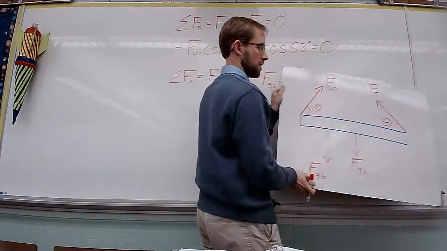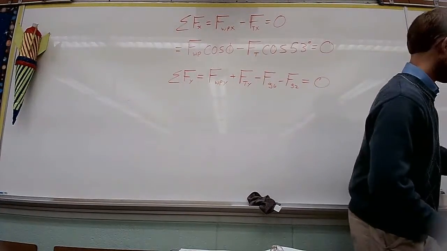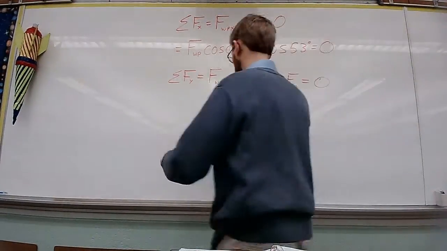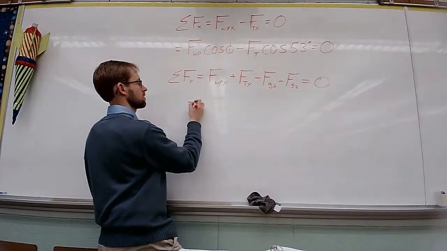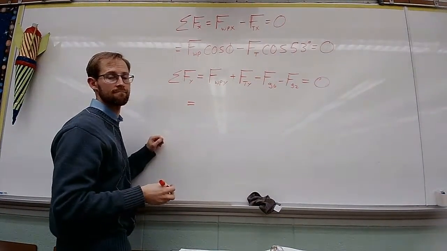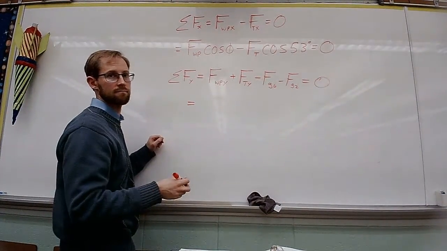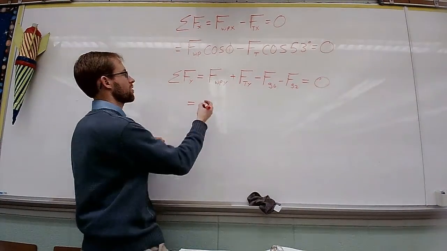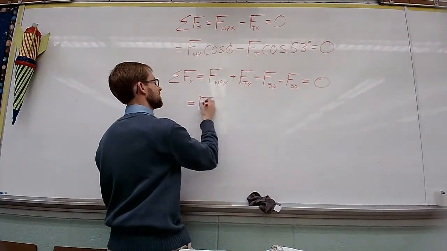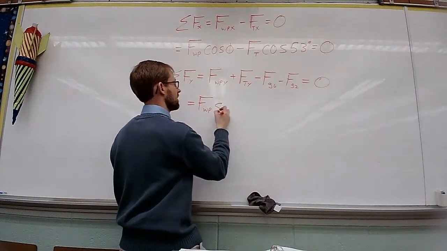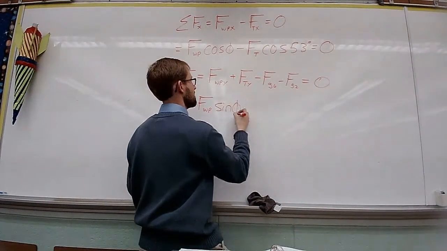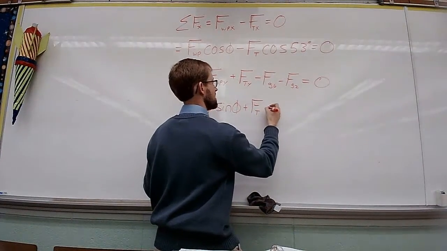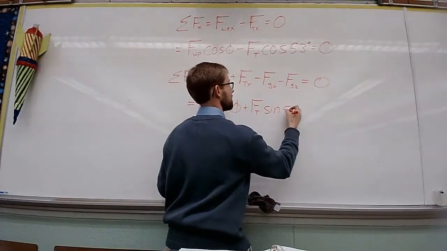And now we have to make this more specific. Because F equals ma, we know the acceleration is 0, so the equation is going to be equal to 0, and that'll come in handy. So FWP sine phi plus FT sine 53.